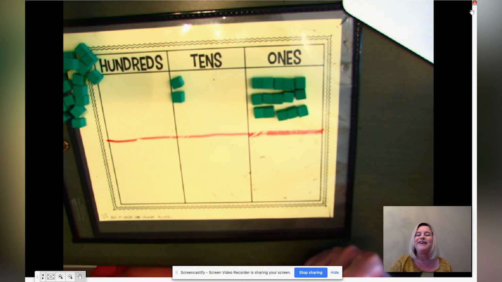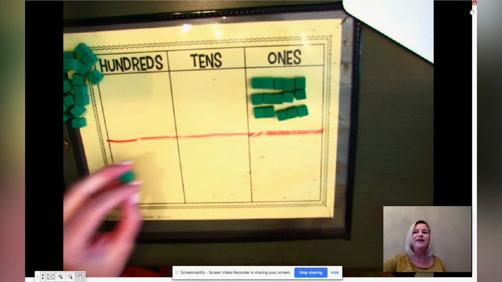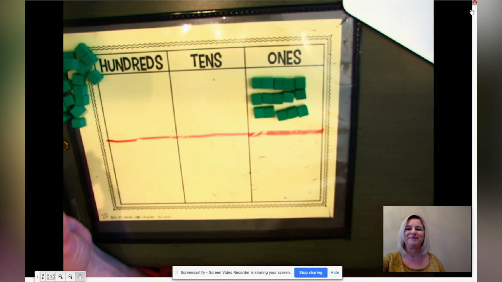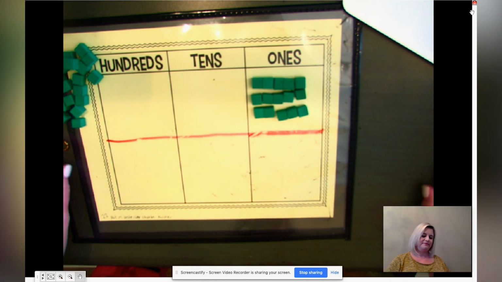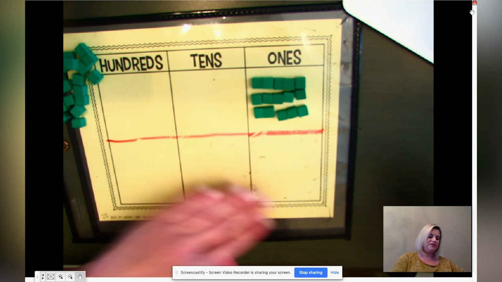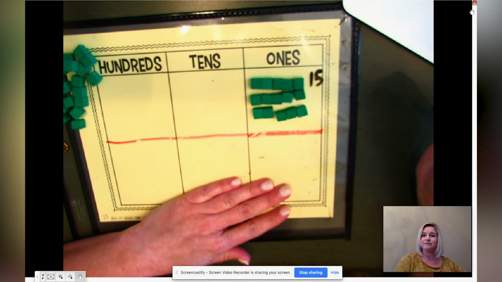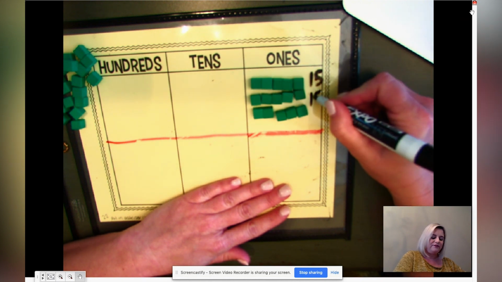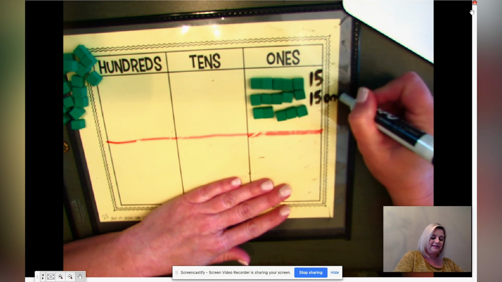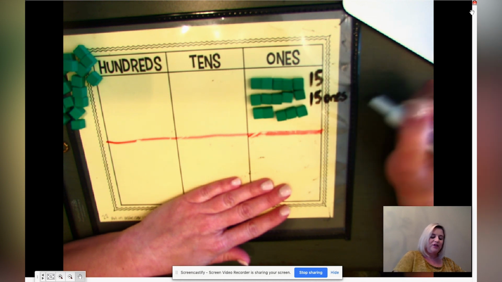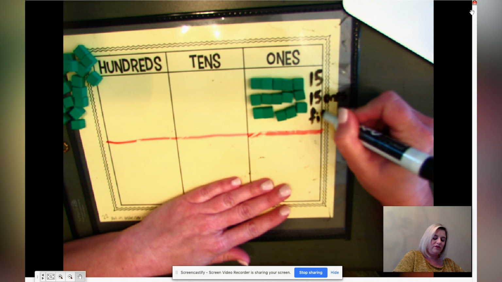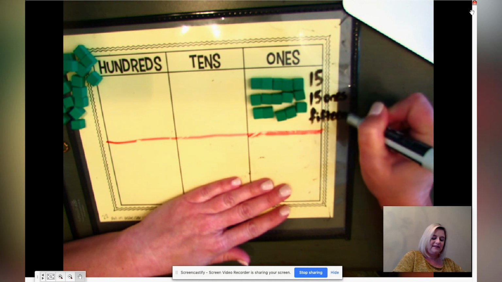Can you think of the different ways to write 15 ones? Go ahead and do that now. Good job, boys and girls. You can write the number. You can also write 15 ones. And you can also write it in word form, 15.